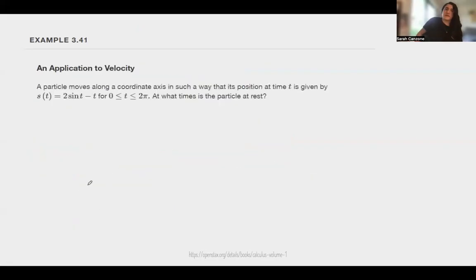All right, and here's another application. So we are once again given a position function, which we called s of t, and we're looking for velocity. And we remember that velocity is s prime of t. So it's the derivative of our position function.